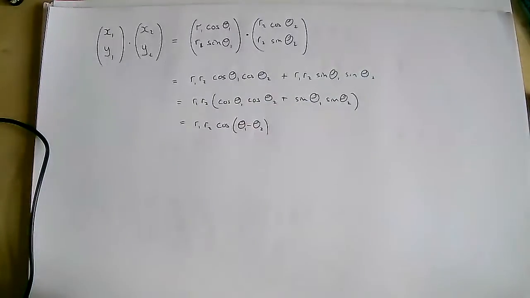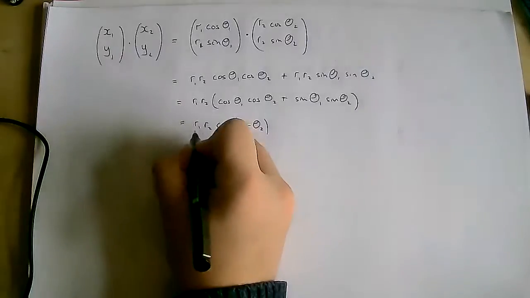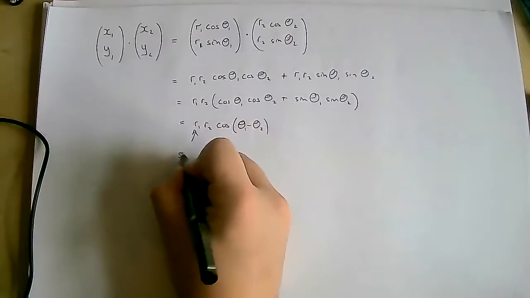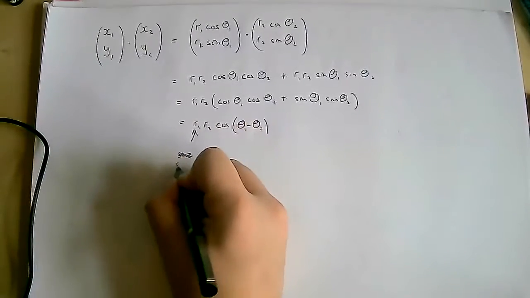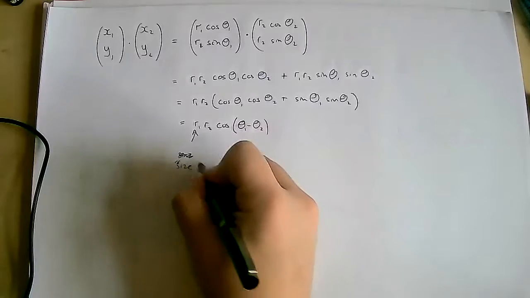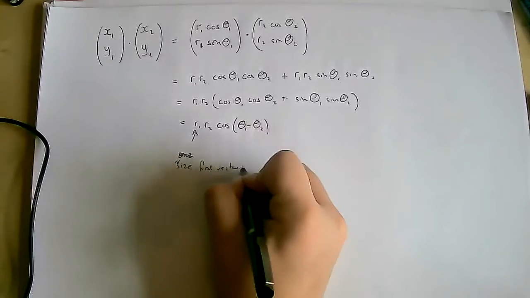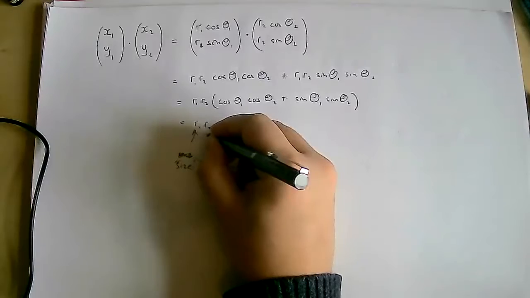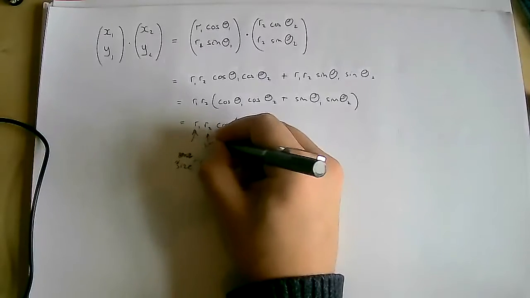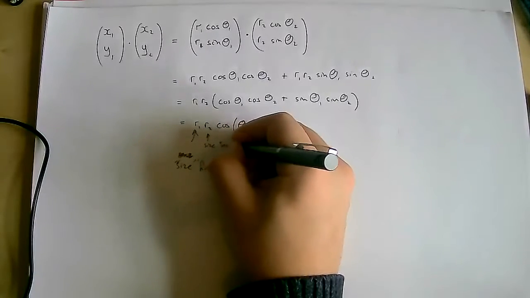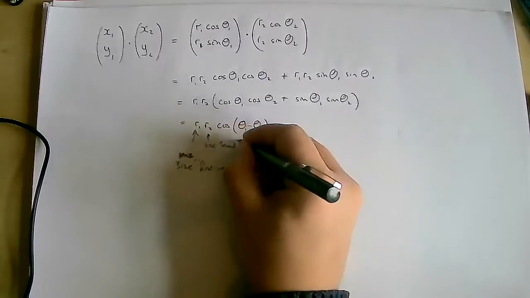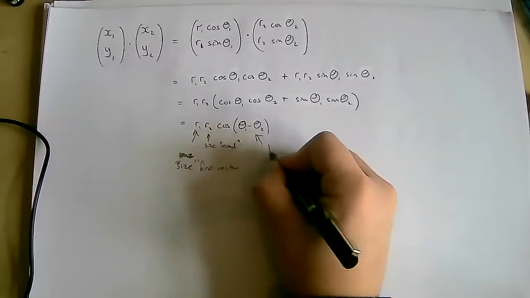between the angles. So geometrically, r1 is the size of the first vector, r2 is the size of the second, and then the difference between the angles is in fact the angle between them.